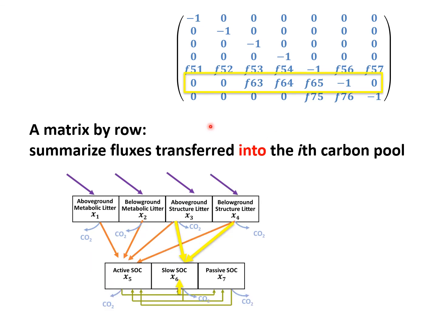If we look into each row of this transfer matrix, it summarizes all the carbon fluxes that are transferred into this carbon pool. For example, if we look into the 6th row, we have F63, F64, and F65 as the non-zero and non-1 elements. Then I know there are fluxes from the 3rd, 4th, and 5th carbon pools that are transferred into the 6th carbon pool. Let's check this carbon flow diagram, where I highlighted these transfers in yellow.